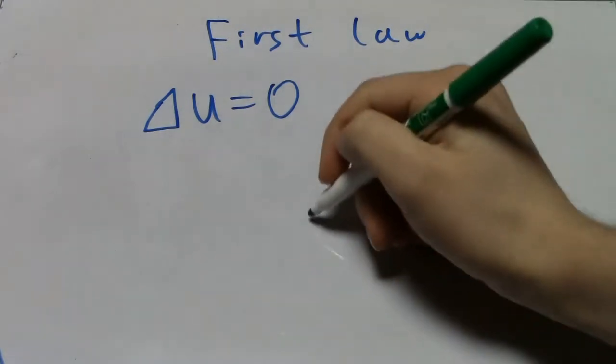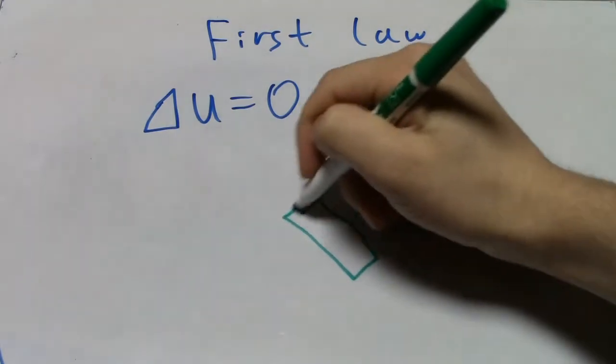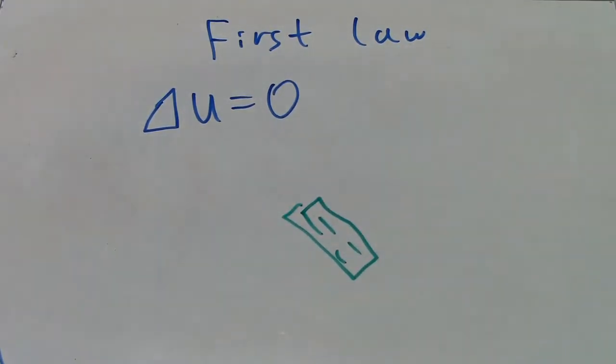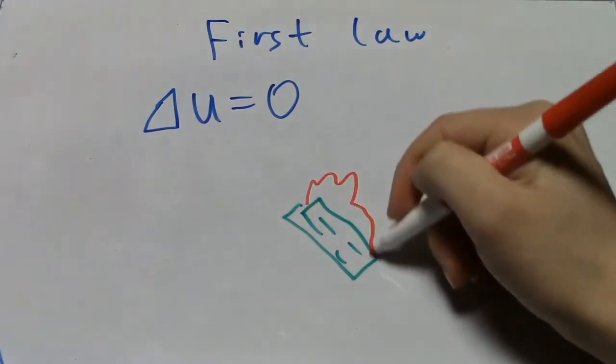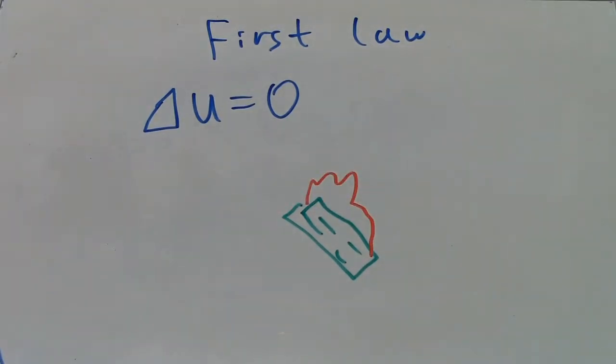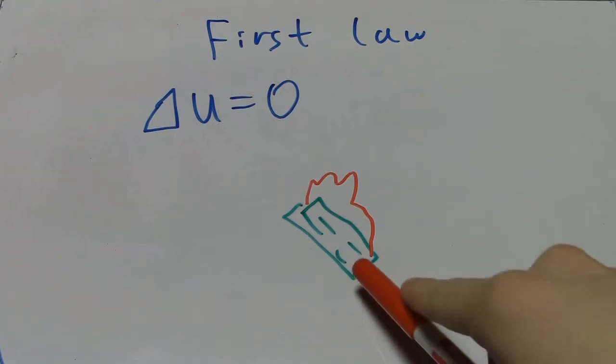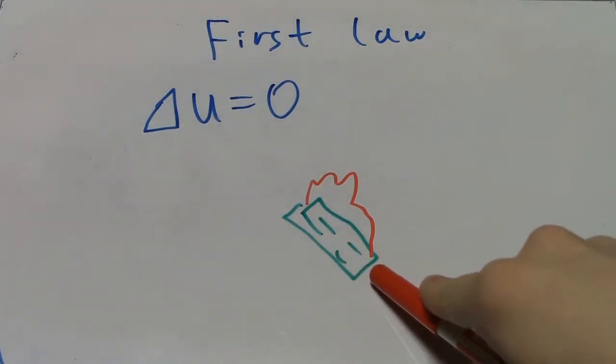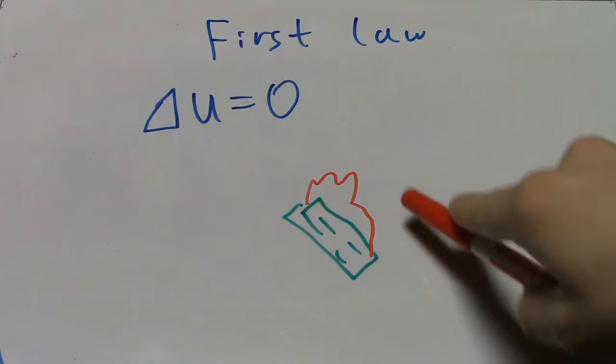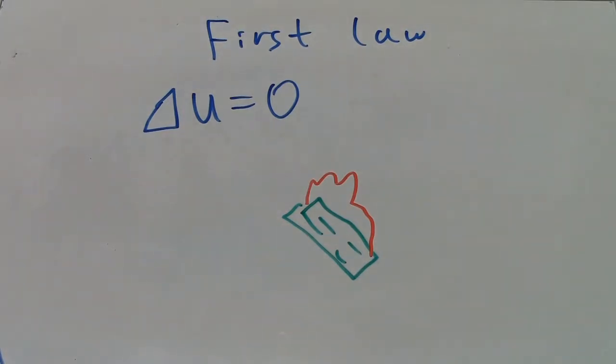So, for example, let's say you've got a log here, and you set fire to it, and so now it's burning. Well, it may seem like energy is being created because you're all warm now. However, what you're actually doing is converting the stored chemical energy inside the log into thermal and light and even a little bit of sound energy. So energy can't be created or destroyed, only transferred.